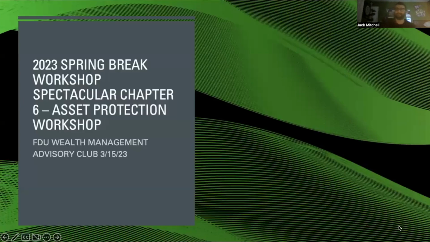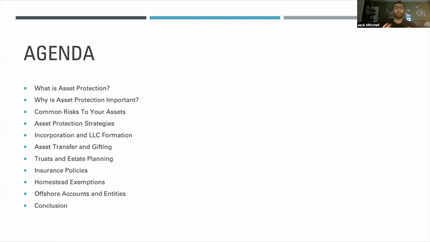Chapter 6. All right. So today we're going to talk about what asset protection is and why it is important. We're also going to talk about the common risks to your assets. We're also going to cover the 6 asset protection strategies: incorporation, LLC formation, the asset transfer, gifting, the trust and estate planning, insurance policies, and the homestead exemptions, and also offshore accounts and entities.